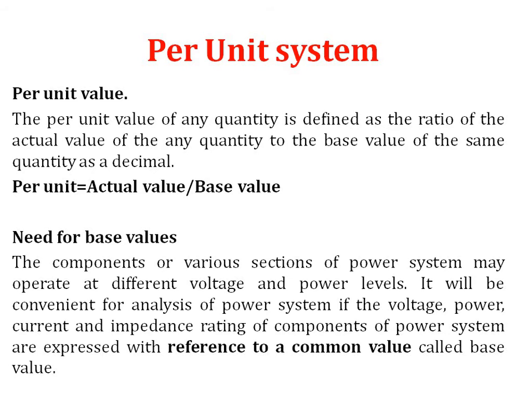Per unit system. The per unit value of any quantity is defined as the ratio of the actual value of the quantity to the base value of the same quantity, as a decimal. Per unit is equal to actual divided by base value.